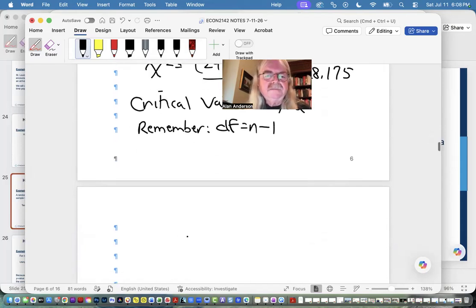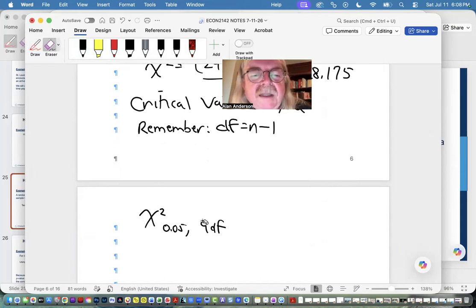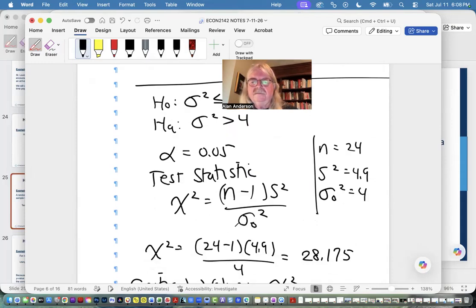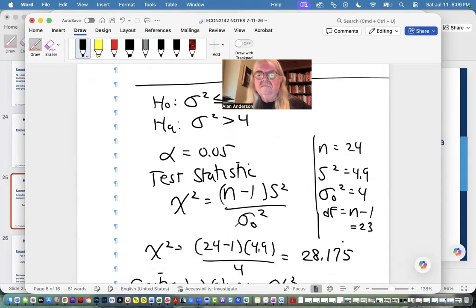So I'm going to write it like this. This is not standard notation, but I'd like having it all together in one place. The tail area is 0.05, and we have 19. Oh, wait, I'm sorry. We have 23 degrees of freedom. That was the last problem. 23, because it's n minus 1. I'll write that here. Much better. Okay, great.